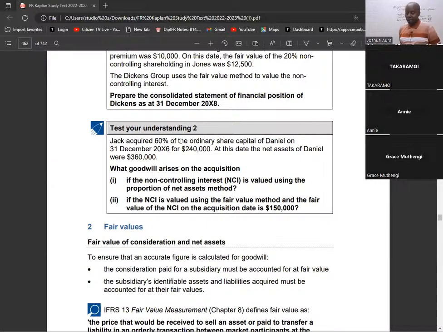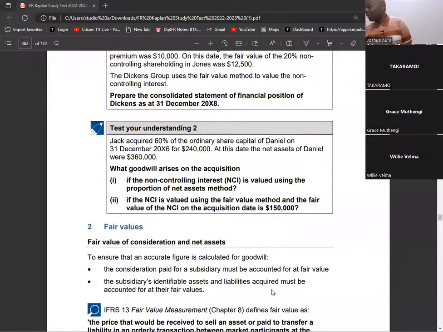I love this. This is very easy, really. Very, very easy. So because this is the full method, this is what we shall do.